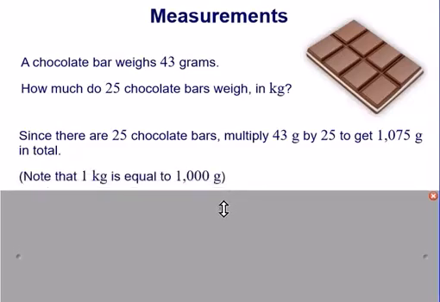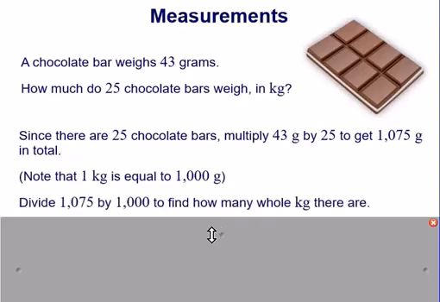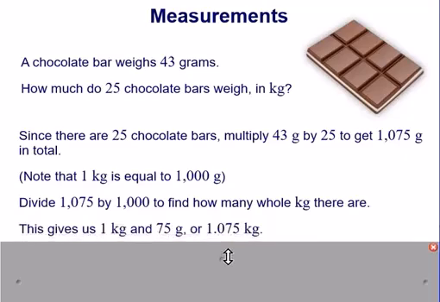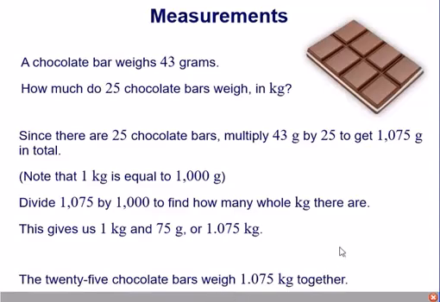But we want kilograms, so note that 1 kilogram is equal to 1,000 grams, and we've gone over 1,000 grams. So we're going to divide 1,075 by 1,000 to see how many whole kilograms there are. Well, this would give us 1 kilogram, and there's going to be 75 grams left. So that would be 1.075 kilograms, or 1 kilogram and 75 grams. But again, we want it in kilograms, so the 25 chocolate bars are going to weigh a total of 1.075 kilograms.